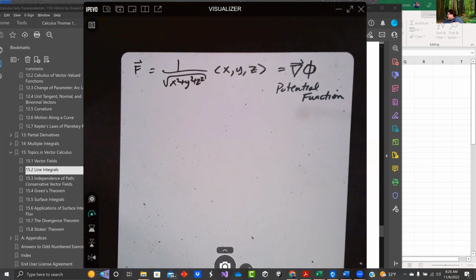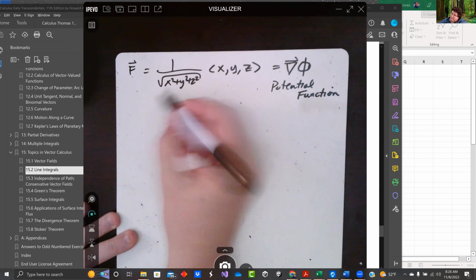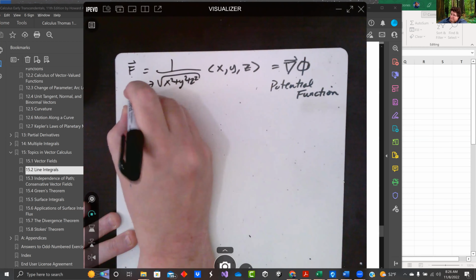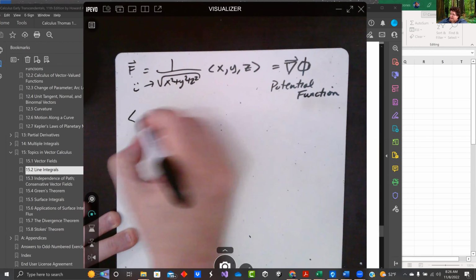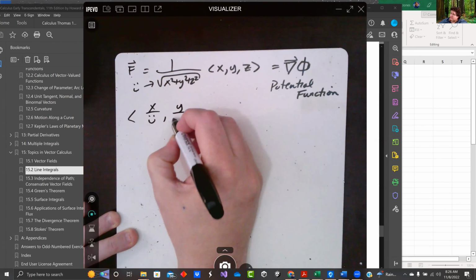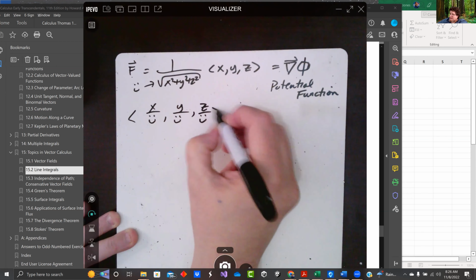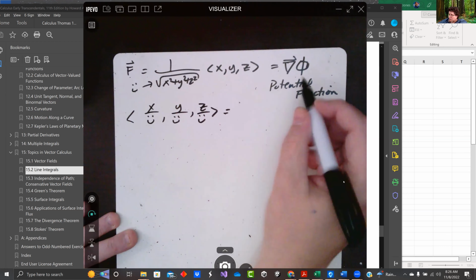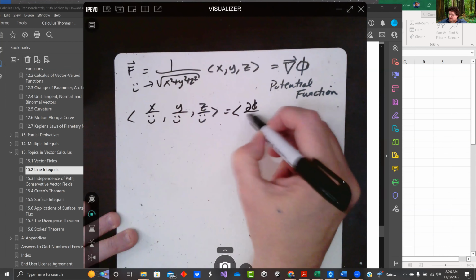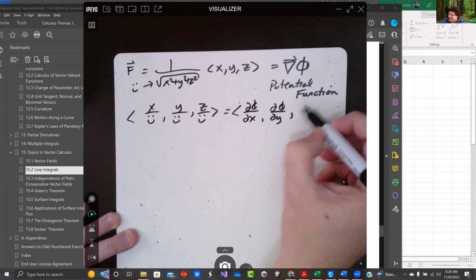How do we go about doing that? So I've got, we're going to call that smiley face, just to simplify this a little bit. I've got x over smiley face, y over smiley face, z over smiley face. And I know that's got to equal the gradient of phi, which should be d phi dx, d phi dy, d phi dz.